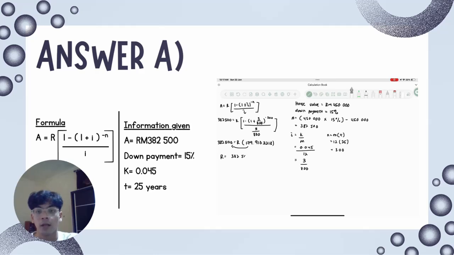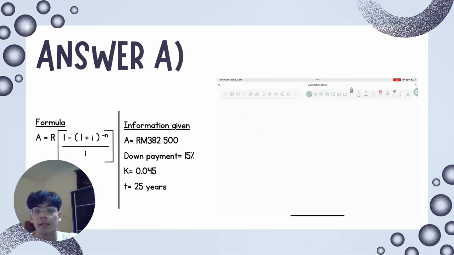Next, we have to divide by the bracket value. So we get R equal to 382,500 divided by 179.9103218, and we will get the value of R, which is RM2126.06.